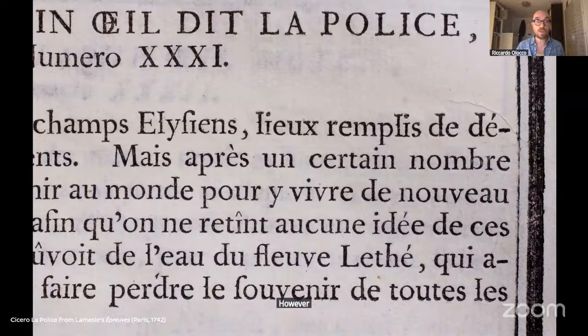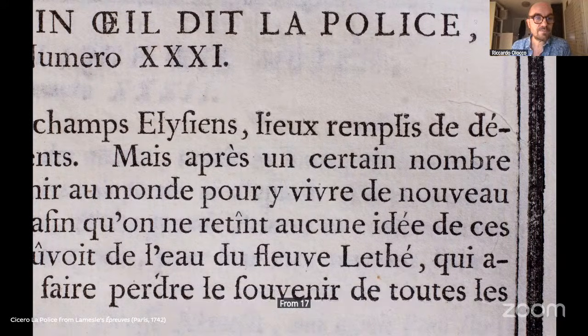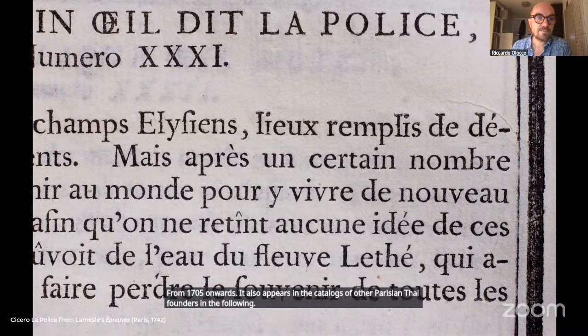However, there was an early imitation, just one, in one size. It was called Cicero La Police and was sold by the type founder Pierre Cotte from 1705 onwards. It also appears in the catalogs of other Parisian type founders in the following decades.